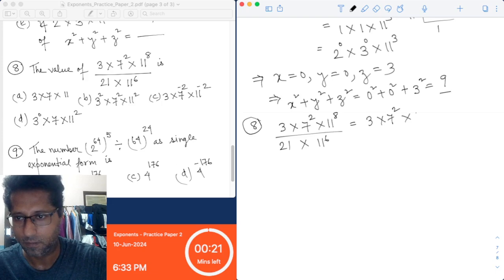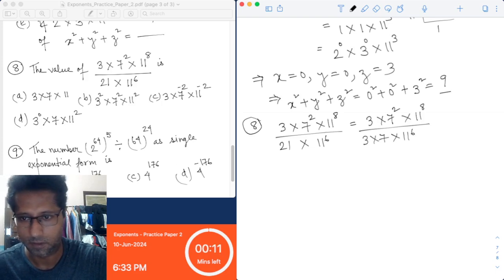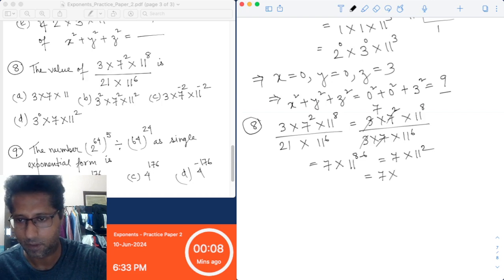This is a relatively easy problem. You just have to do a little bit of calculation. So 21 is 3 into 7, and then 11 to the power 6. Now 3 cancels out, 7 cancels one 7, and we get 7 multiplied by 11 to the power 8 minus 6. This is nothing but 7 multiplied by 11 square, which is 7 multiplied by 121.